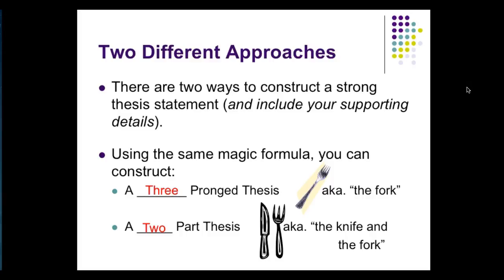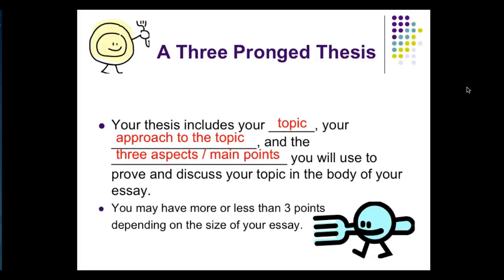So, there are two different ways to construct a strong thesis statement and include your supporting details. You can use the same magic formula, but add on a three-pronged thesis, also known as the fork, or a two-part thesis, the knife and fork. So with a three-pronged thesis, it will include your topic, your approach to the topic, and the three aspects, or the main points, you'll use it to prove and discuss your topic in the body of your essay. You may have more or less than 3 points depending on the size of your essay.